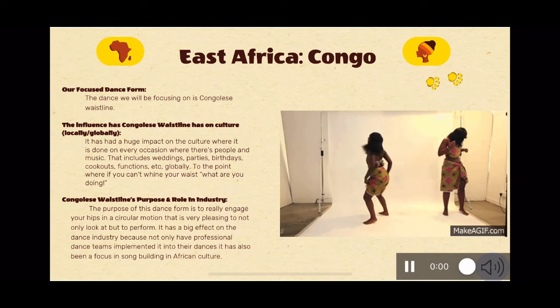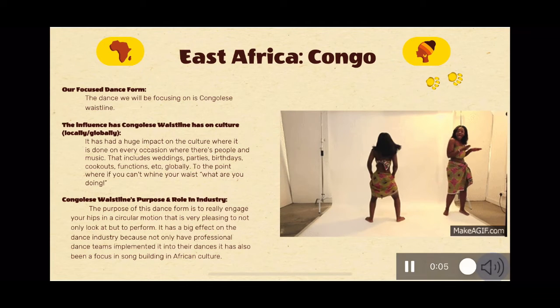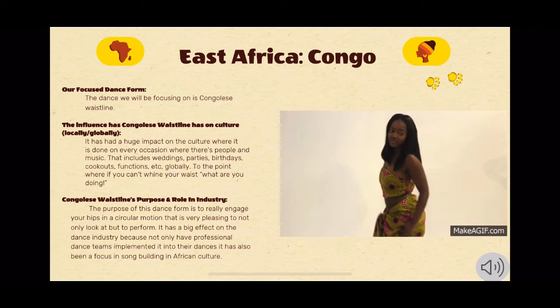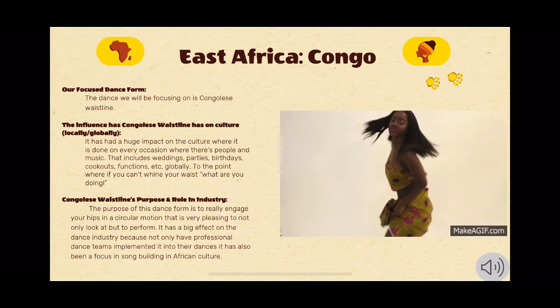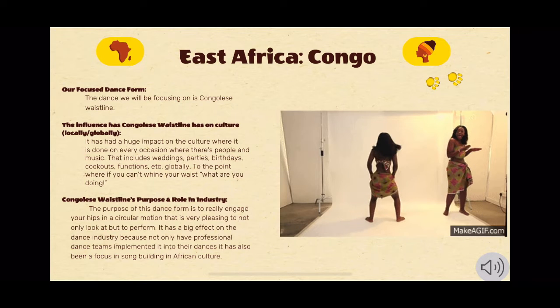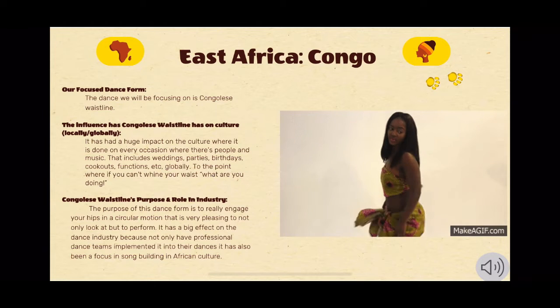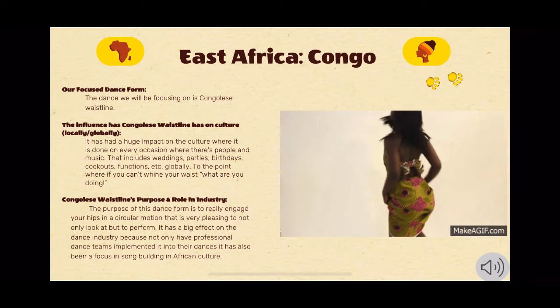Good evening. My name is Caroline Mwanza, and I am representing the East Africa Congo slideshow. Our dance is mostly focused on the Congolese waistline, and in English, we would say this dance is called wine, but in Congo, we call this specific dance Mutwashi. It originated with the Muluba people, the Muluba tribe.